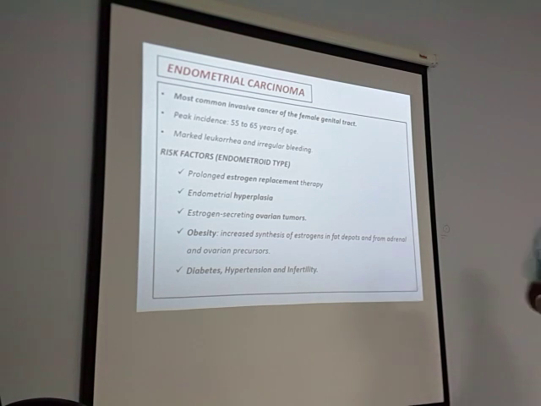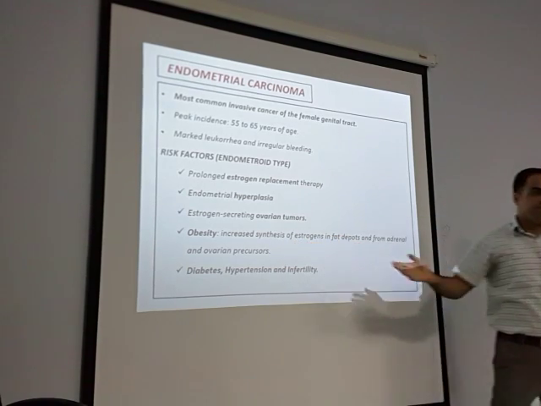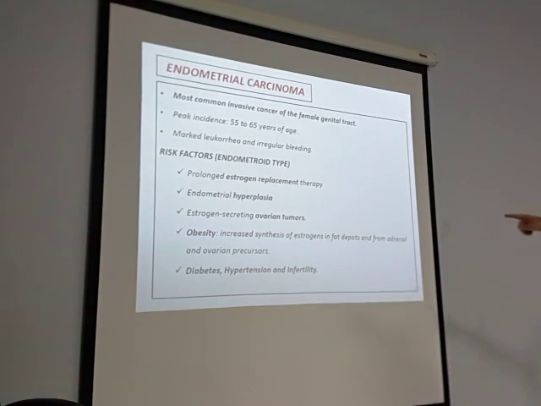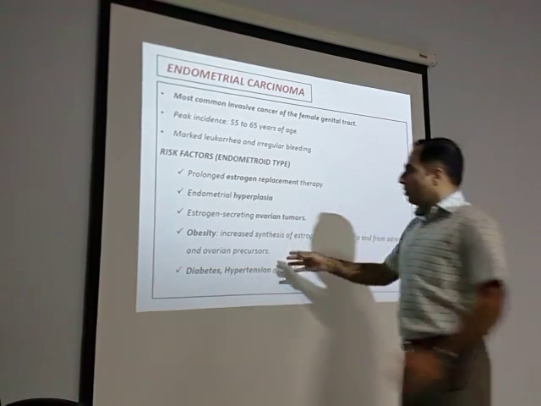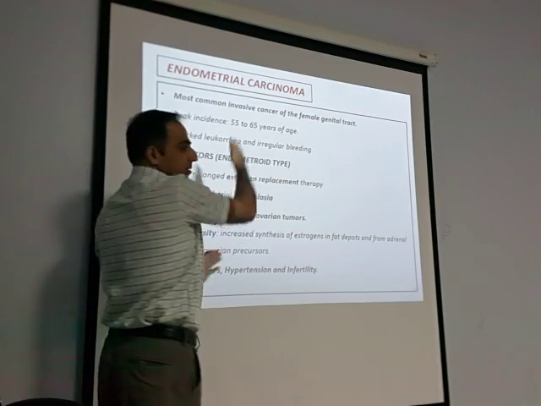Then estrogen secreting ovarian tumors. Ovarian tumors are there, they are secreting estrogen. So estrogen will act on the endometrium and cause hyperplasia and carcinomas. Obesity is a risk factor because there is increased synthesis of estrogen in the fat deposits and from the adrenal and ovarian precursors. And diabetes, hypertension and infertility are predisposing factors, but these are not the main factors. Main factors are these.